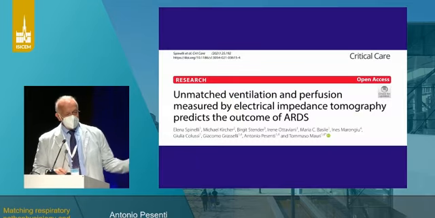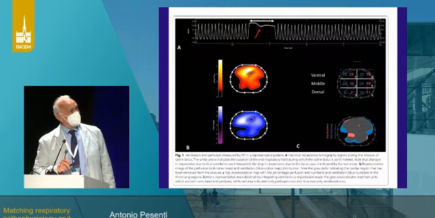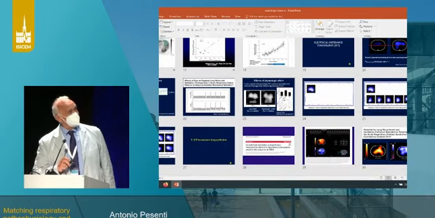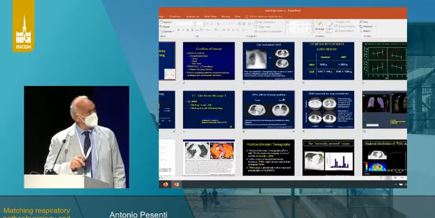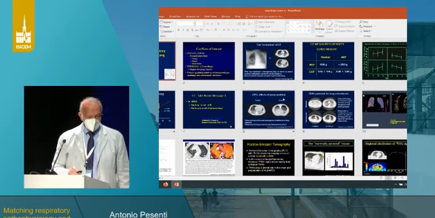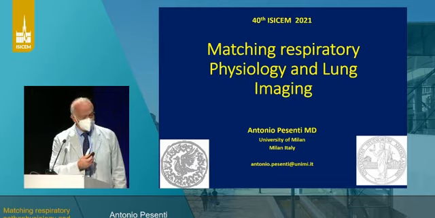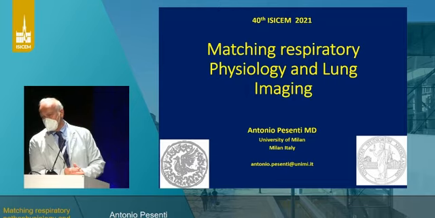We can use electrical impedance tomography to measure perfusion, and as an example, we have been using it to see the matching of perfusion in COVID patients.